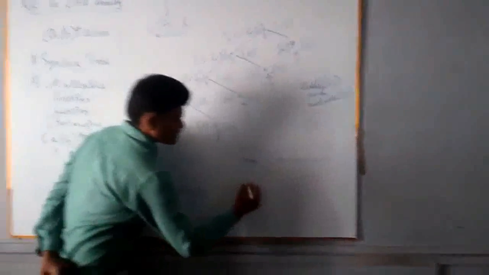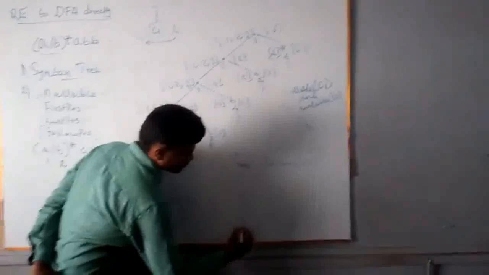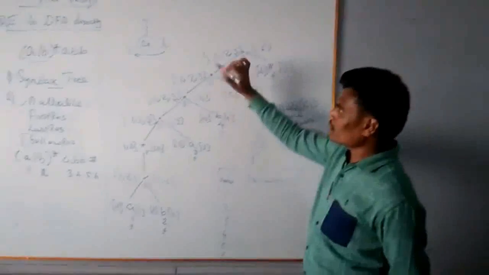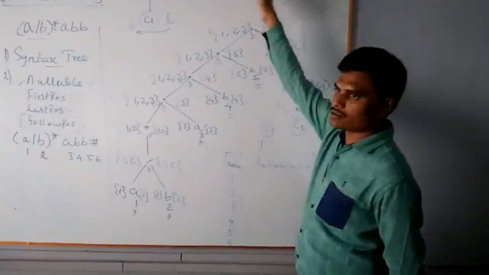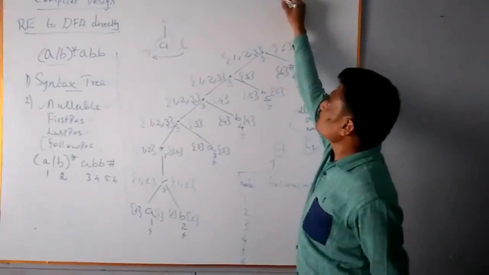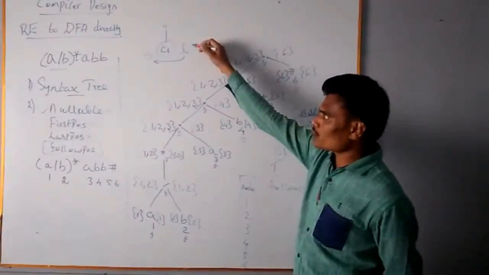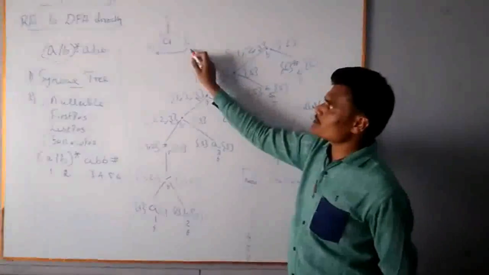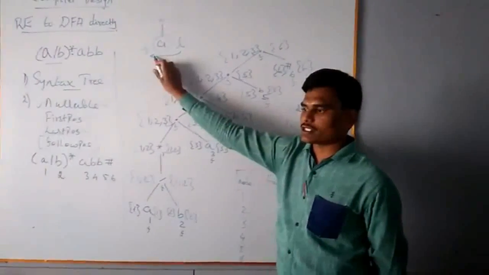So we have 6 nodes, 6 positions: 1, 2, 3, 4, 5 and 6. Now for finding the follow positions, we have to find them for star as well as dot. For follow position we have only two rules, one is the star operator and the other one is the dot operator. So first we will see it for the star operator. For each and every last position there will be a follow of your first position.